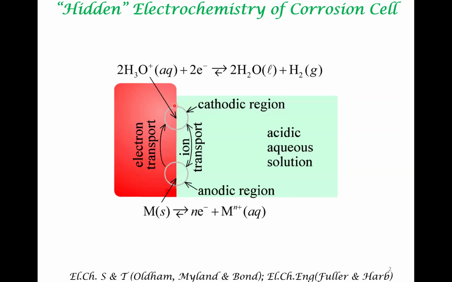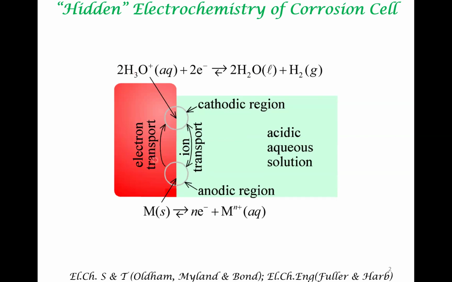So here, a typical corrosion cell is schematically shown. And the reason why we say electrochemistry is hidden in corrosion, in a typical corrosion cell, is that the anode and cathode are not physically separated via an electrolyte. That is the typical electrochemical cell, but in a corrosion cell, that does not happen.